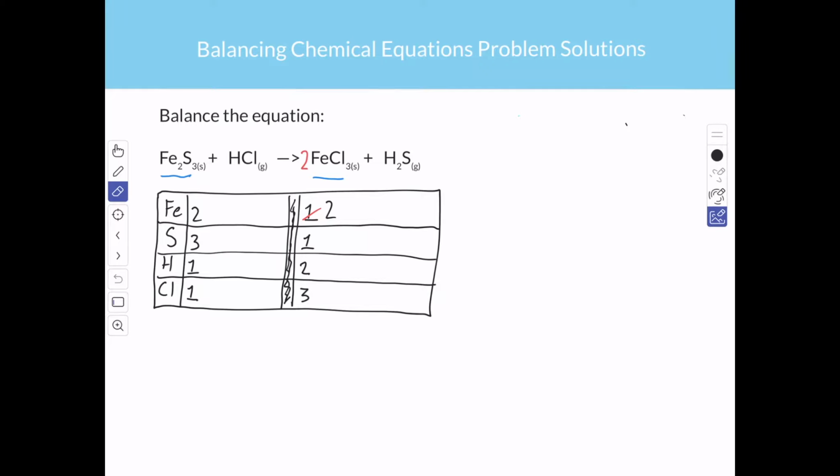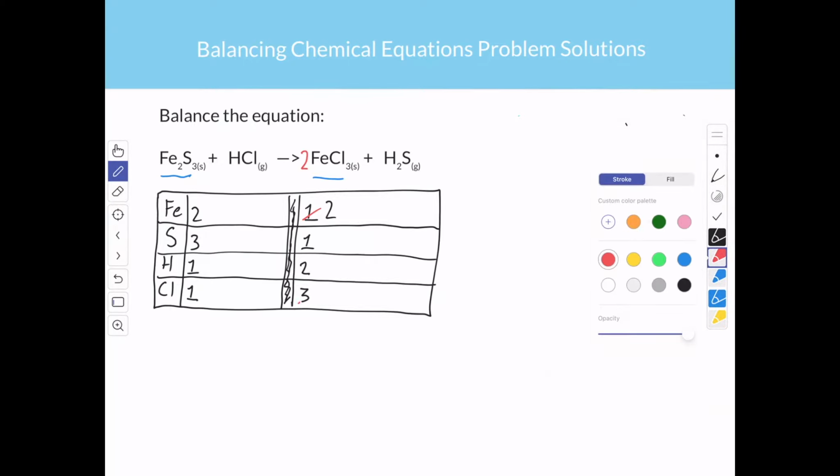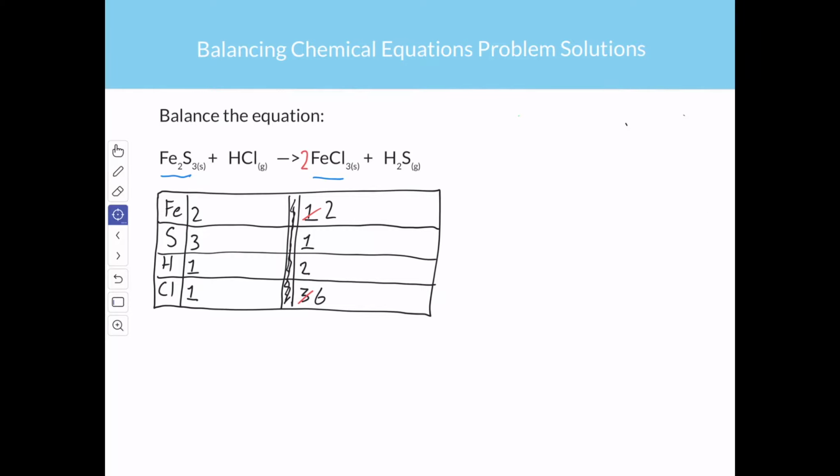So remember, we always want to recognize that when we put a coefficient in front of something, we change what we're wanting to change, but we also change the other elements in that substance too. So chlorine has 3 in 1 molecule, so we make 2 molecules, so we'll have 6 chlorines. So I need to address that. 6 chlorines.